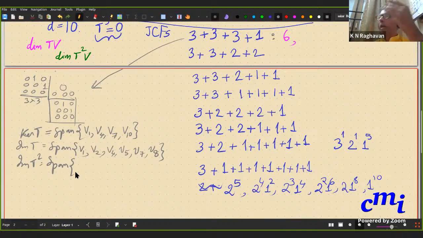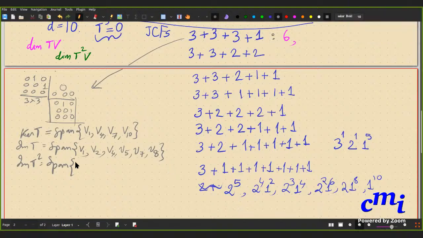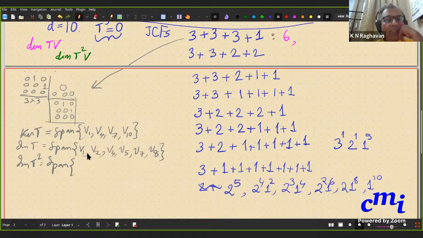I have to apply T square, right? You've already applied T. You can use that. V3. V3 is not even here, no? V3 is not even in the image. Image of T square must be a subspace of this.